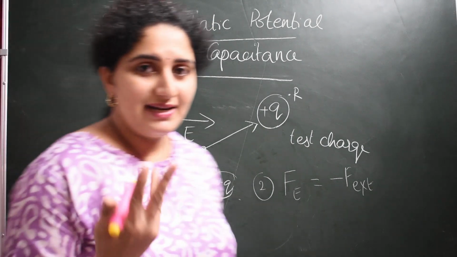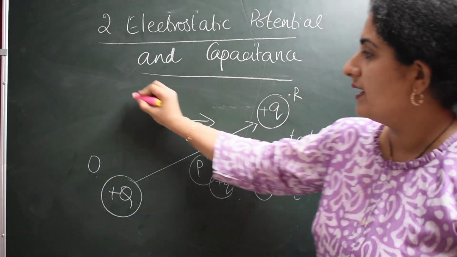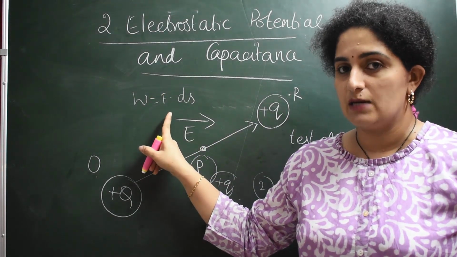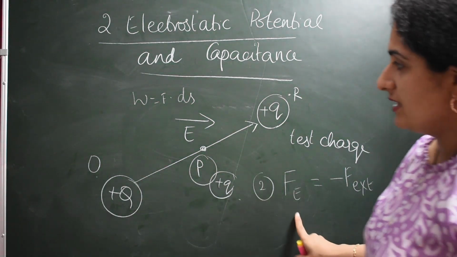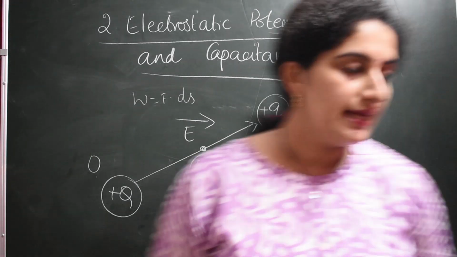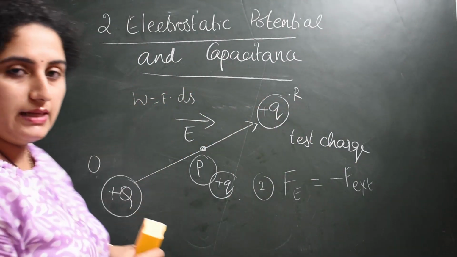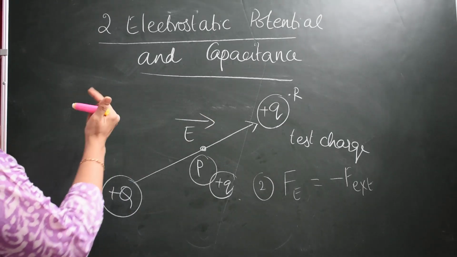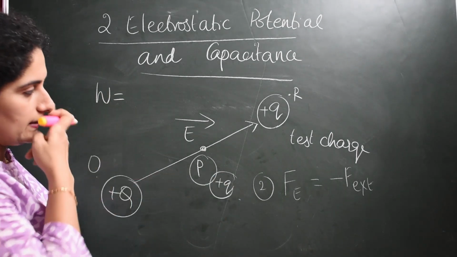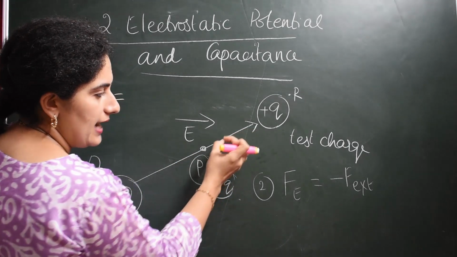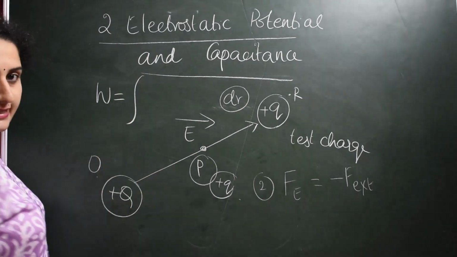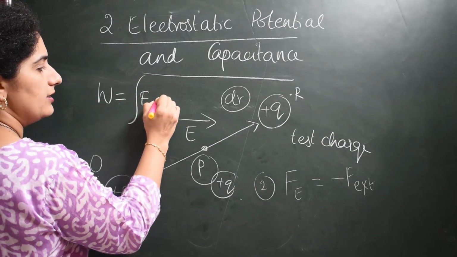We have studied in the work-energy chapter that the equation for work is force into displacement. It is actually F dot S, the dot product or scalar product. In the same way, when you have the force here as F external or Fe, the electric force, you can apply this same formula to find the work done. So the total amount of work done, if you have some dr, a very small distance, you integrate over it.